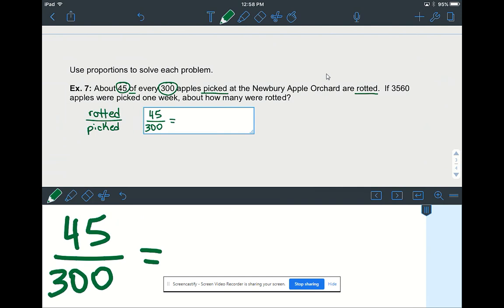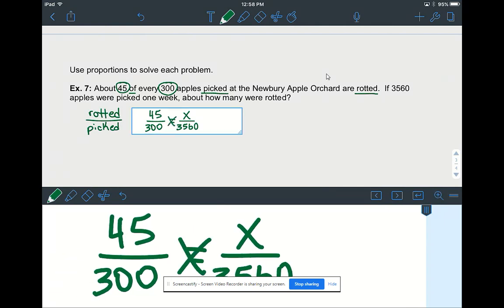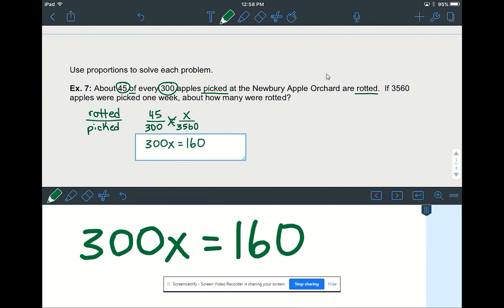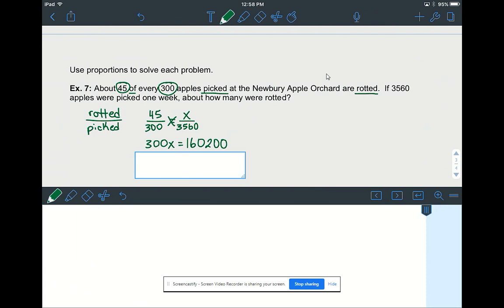If 3,560 apples were picked, so that's going to go on my denominator, how many were rotted that week? So I'm going to put x on the top in the rotted spot. Cross multiply. So we've got 300x equals, yes, some of these numbers can get very big, 45 times 3560. Oh boy. So that's 160200. Divide that by 300. I get 534.